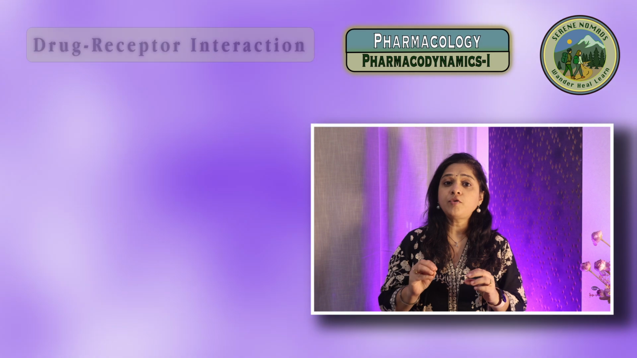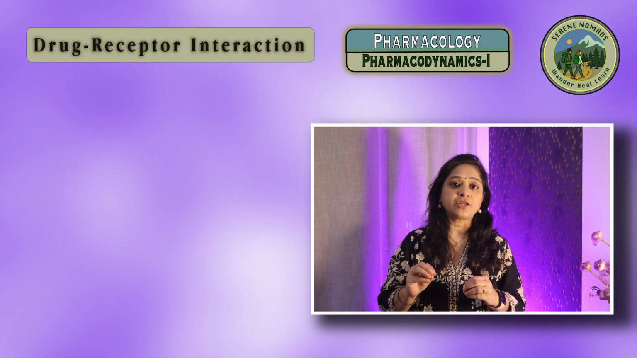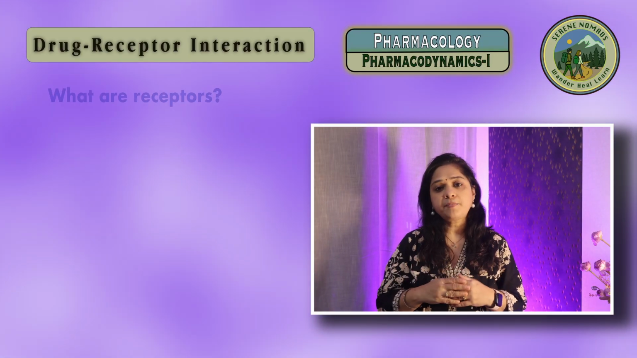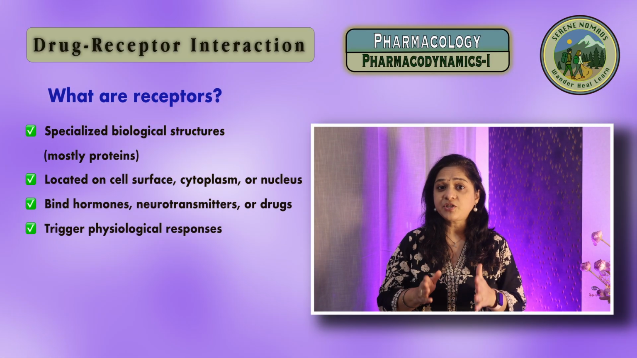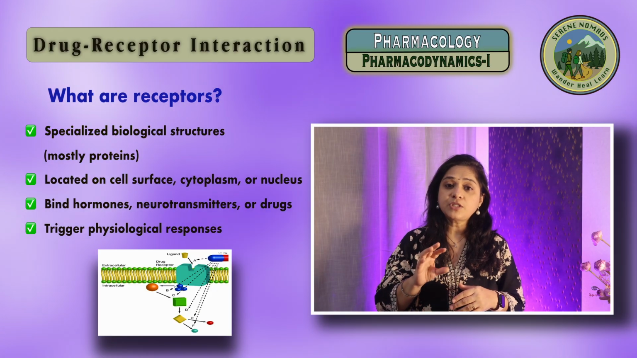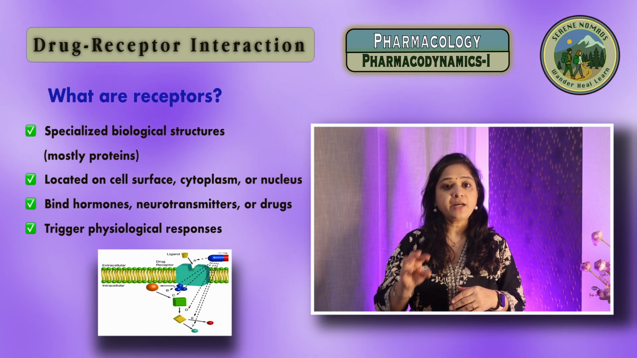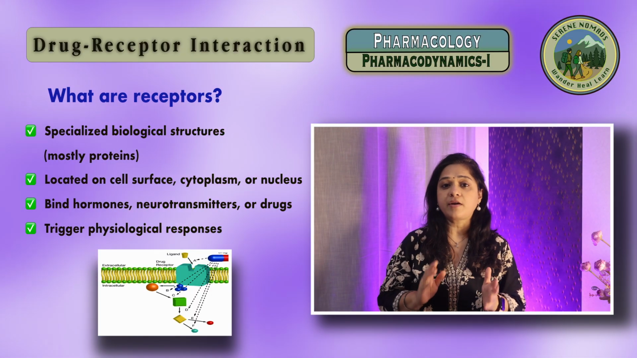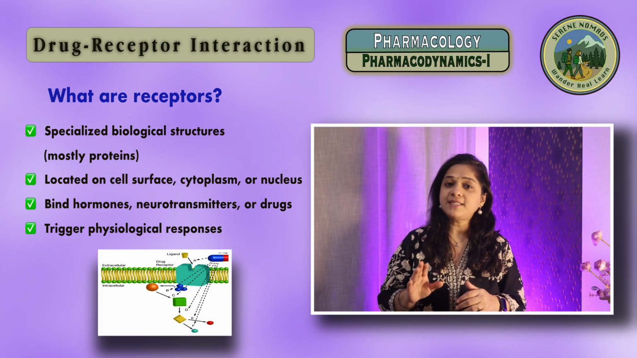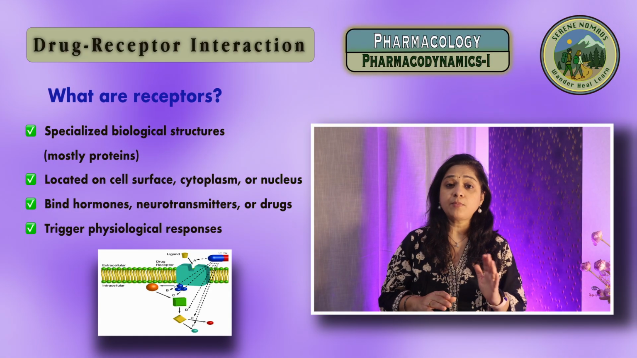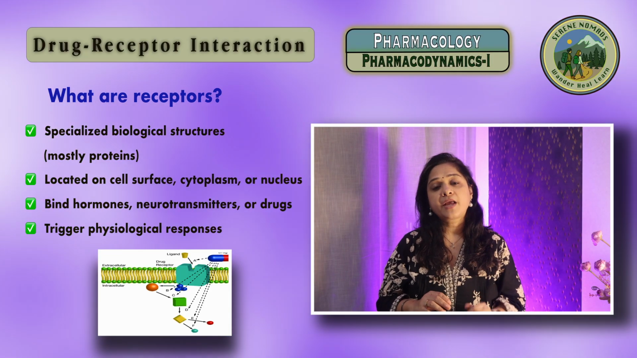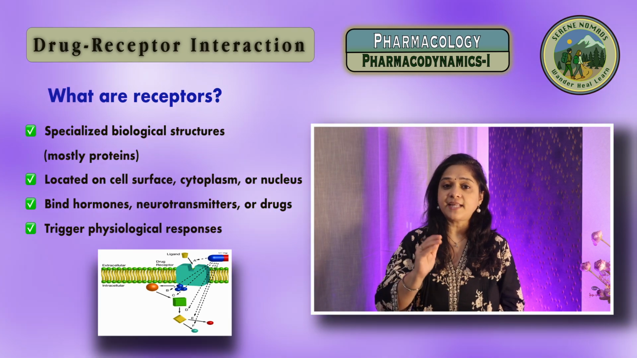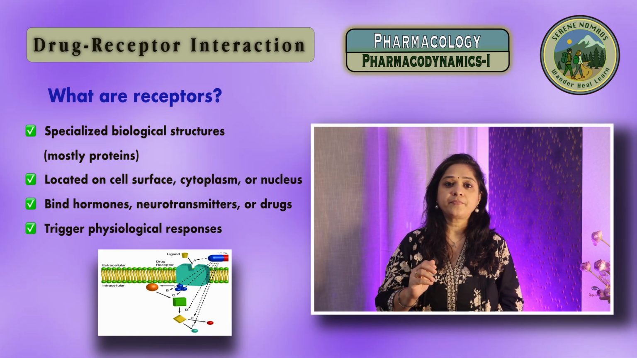Now we'll explore one of the most fundamental concepts in drug action: how drugs interact with receptors. What are receptors? Receptors are specialized biological structures, mostly proteins, that recognize and bind to specific molecules like hormones, neurotransmitters, or drugs. They can be found on the cell surface, inside the cytoplasm, or even in the nucleus. When a drug binds to its receptor, it sets off a chain of events that leads to a physiological response.